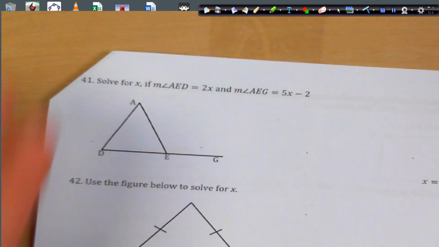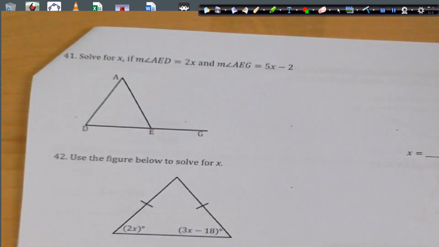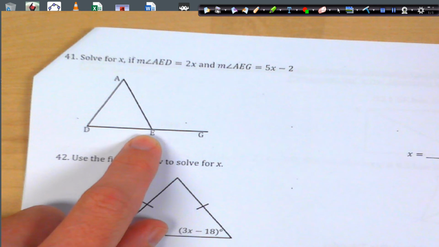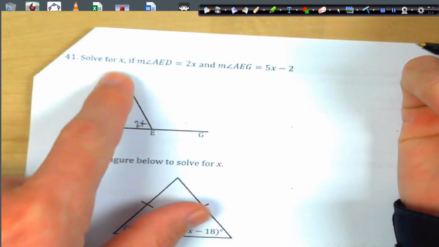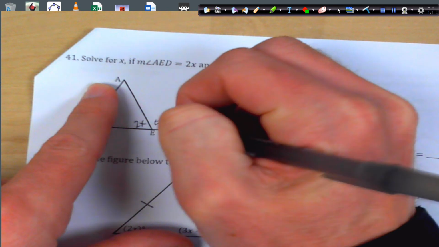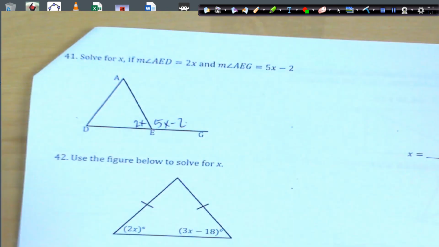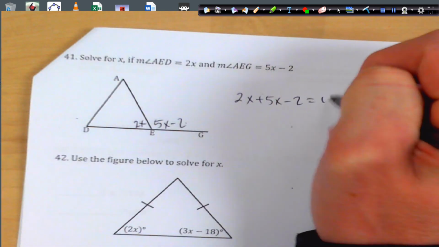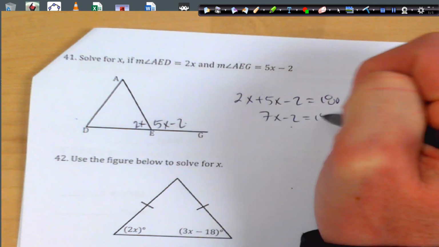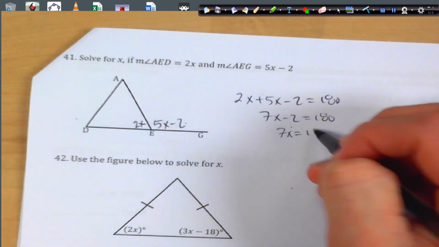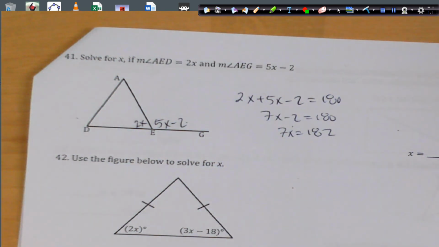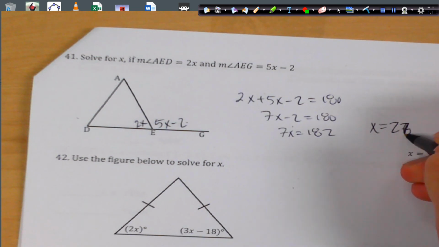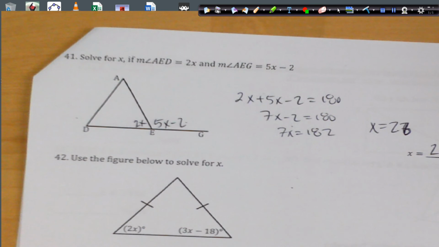Okay, here we go. So solve for x. AED, so I have my finger on E, AD, so this is 2x right here. AEG is 5x minus 2. Well, this one's really easy. These are linear pairs, so they add to 180. Okay, so we get 7x minus 2 equals 180. Add the 2 over, 7x equals 182. And I have no idea how many times that goes in. And wow, it goes in evenly 26 times. That's a 7. It's actually 26 times, okay, which is convenient.